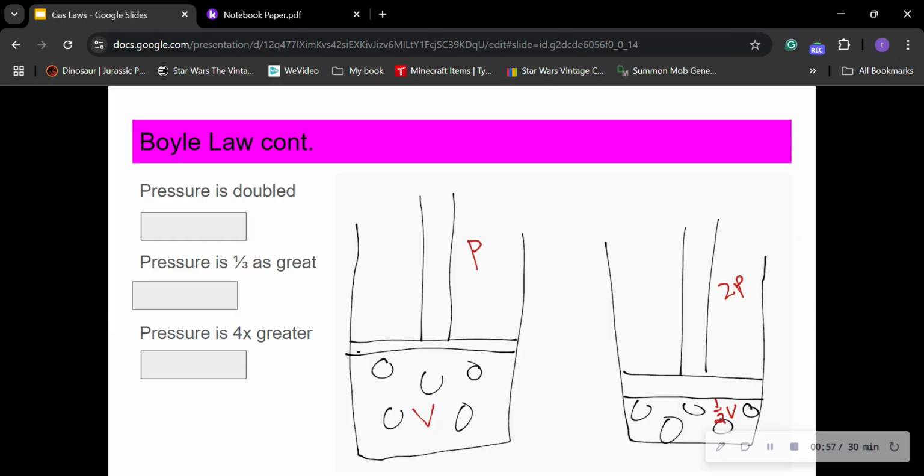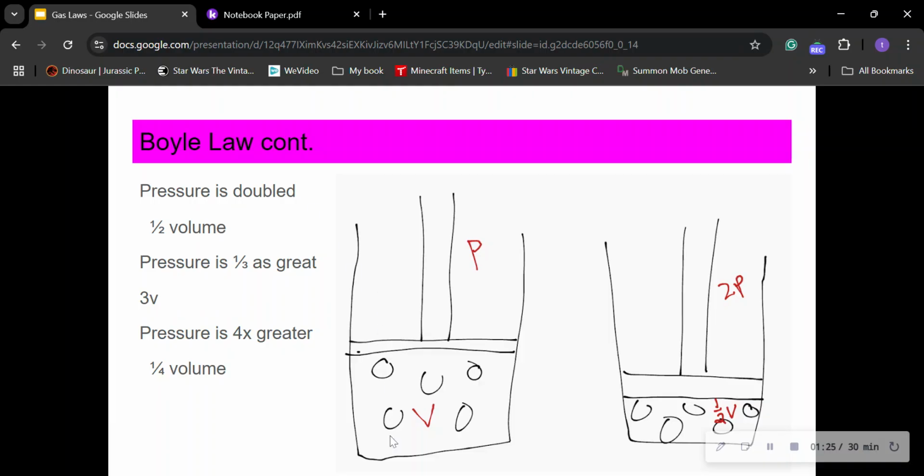What I didn't mention in the last video is what happens between the relationships of pressure and volume. So when pressure is doubled, volume is 1/2 as great as it was. When pressure is 1/3 as great, volume is 3 times as great. And when pressure is 4 times greater, volume is 1/4 as much as it was.